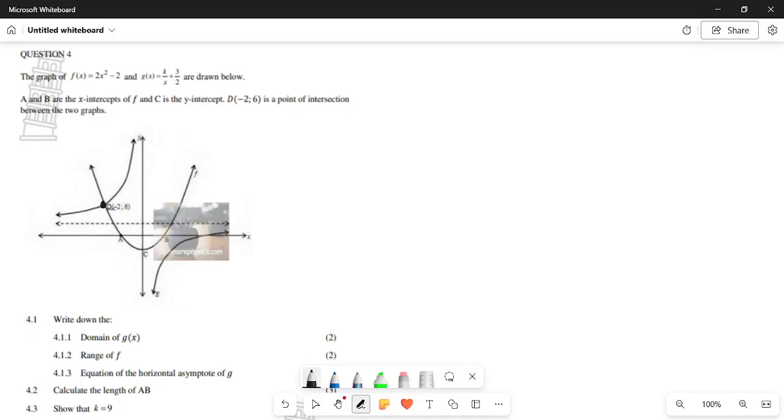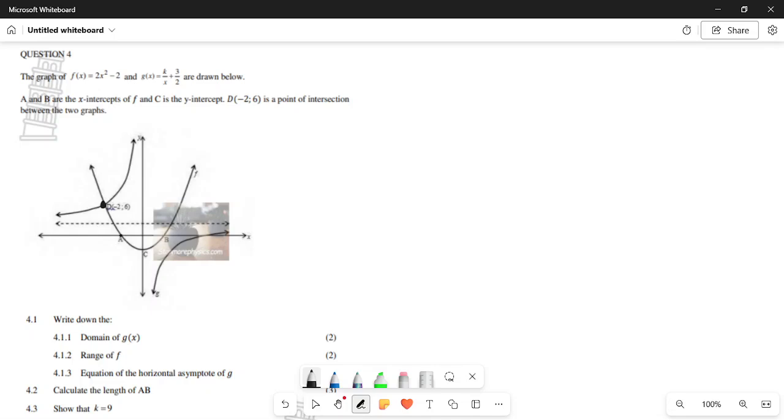Now, question number 2, which in this case is numbered as question 4. So we are given the graph of f of x and g of x. And then we are told that A and B are the x-intercepts of f and C is the y-intercept. D, which is (-2, 6), is a point of intersection between the two graphs.